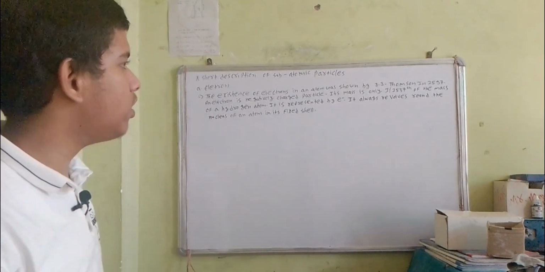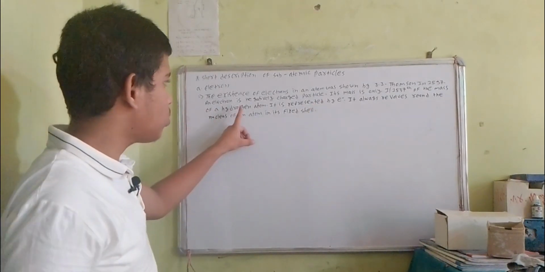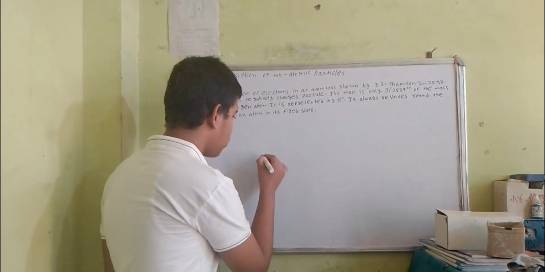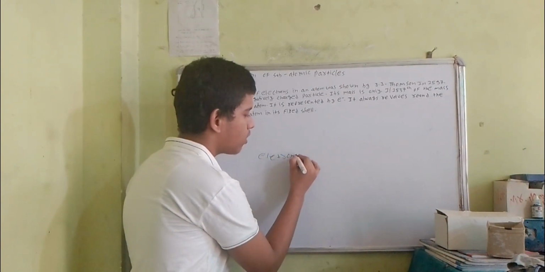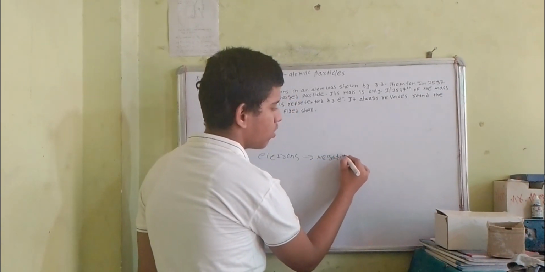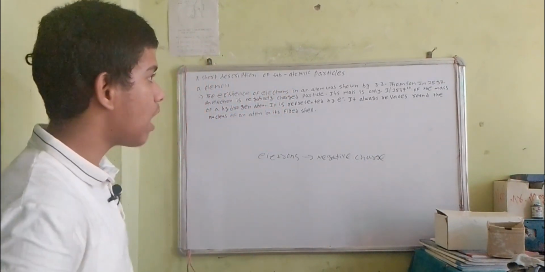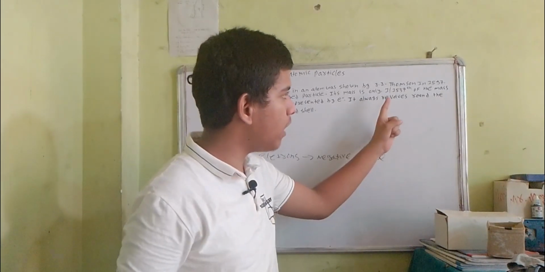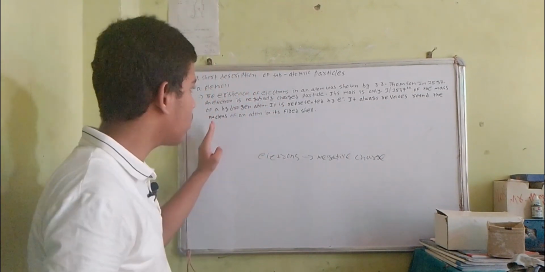An electron is a negatively charged particle. Electrons have negative charge. Remember this. Its mass is only 1/1837th of the mass of a hydrogen atom.